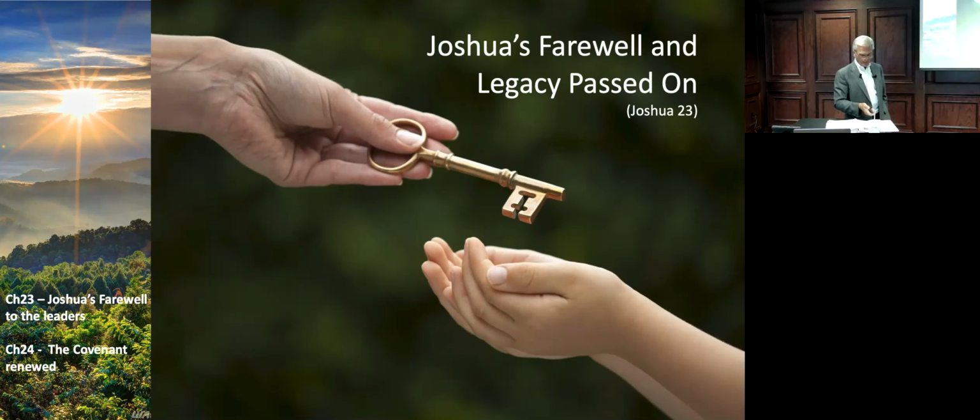So he gives an address in chapter 23. Let's begin at verses 1 to 5. After a long time had passed, and the Lord had given Israel rest from all their enemies around them, Joshua, by then old and well advanced in years, summoned all Israel, their elders, leaders, judges, and officials, and said to them, I am old and well advanced in years. You yourselves have seen everything the Lord your God has done to all these nations for your sake. It was the Lord your God who fought for you.